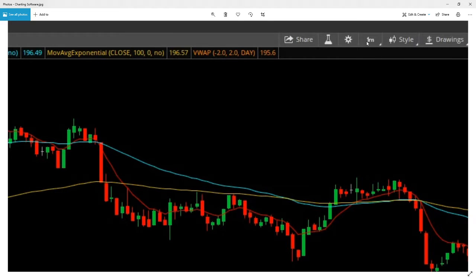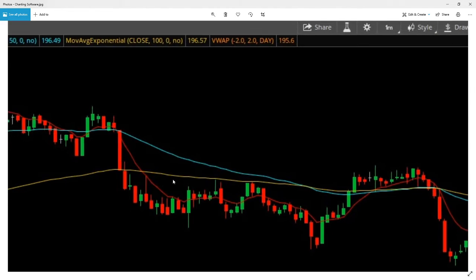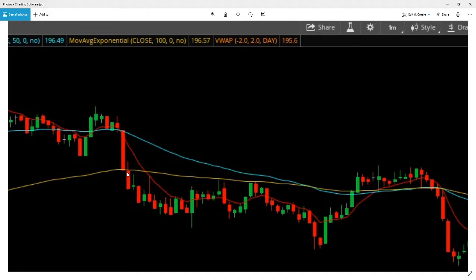Okay, we're on the 1 minute chart. So each one of these candlesticks represents 1 minute. Now, if I were to change this to a 5-minute time frame, then each one of these candlesticks would take 5 minutes to form. If I changed this to 3 minutes, each one would take 3 minutes to form. I could change this to a day or a month, and each one of these candlesticks would represent 1 day or 1 month of price action.